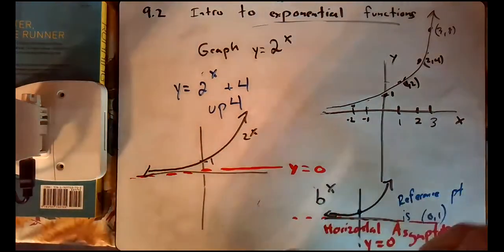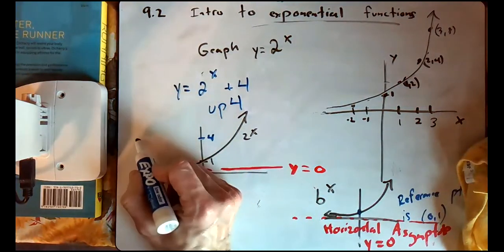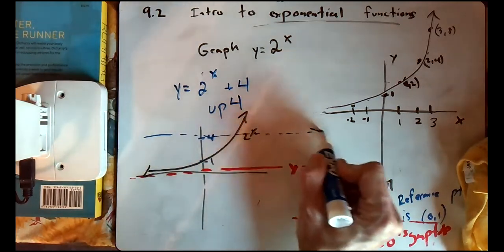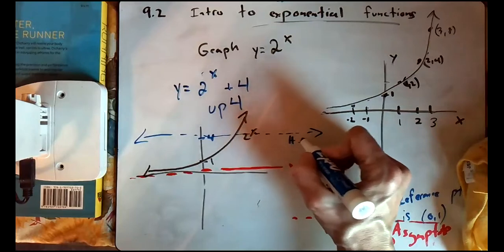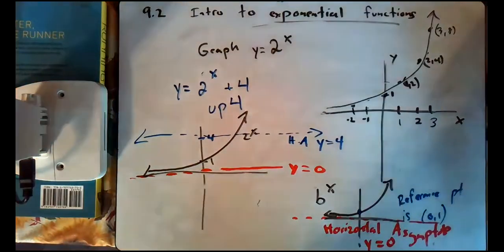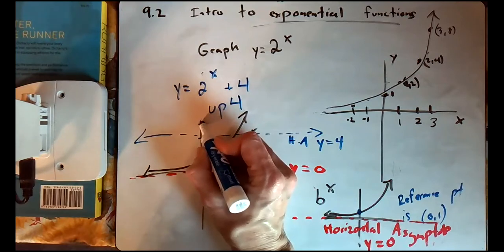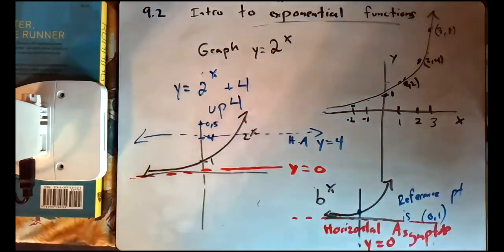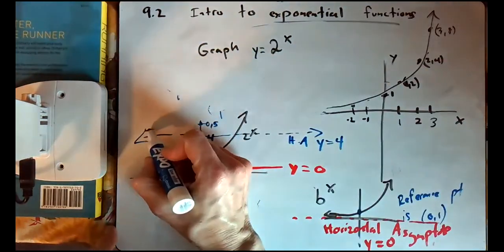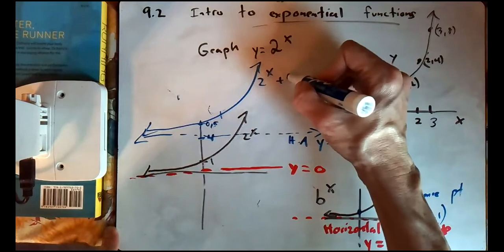But now if I have to move everything up 4, well, what happens? That means I'll just call this 4. That means that the horizontal asymptote would shift up 4 units. So I'm going to call it HA of y equals 4. And then instead of the graph running through (0, 1), remember, because that was the reference point, it's going to run through (0, 5) instead. So again, this is 2 to the x plus 4.